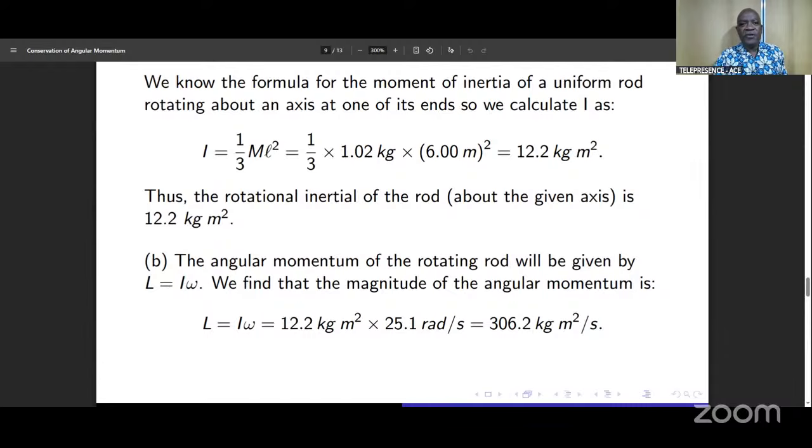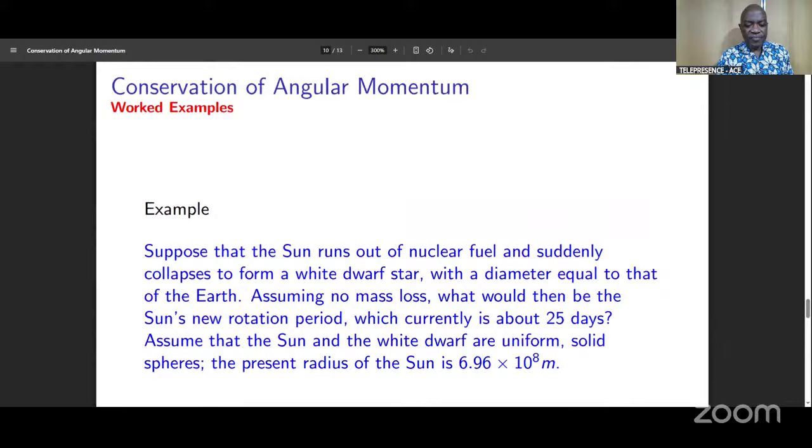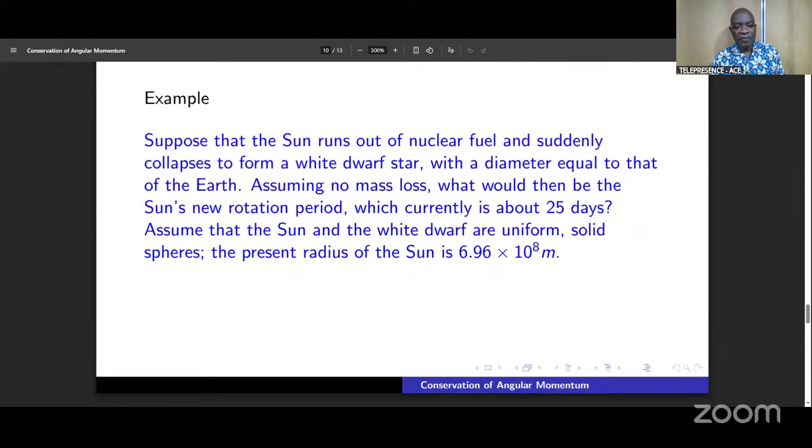Okay, so let's take another example now. The second example is, suppose that the sun runs out of nuclear fuel and suddenly collapses to form a white dwarf star.